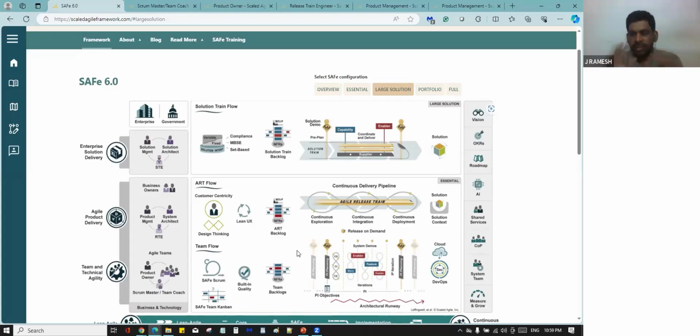There is nothing that will happen without the Scrum Master. At least if he's not there, he gets the feedback. For example, if the Scrum Master is on leave, or you're having some other meeting, some other connectivity, connecting with the RTE level, he just gets the information.